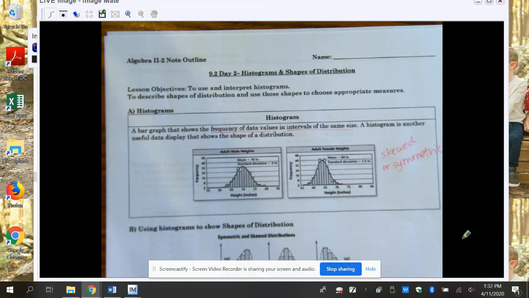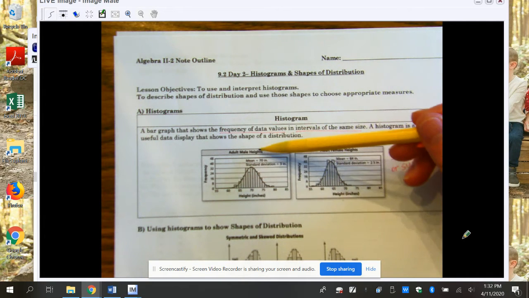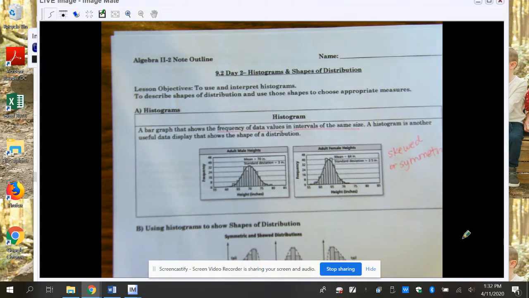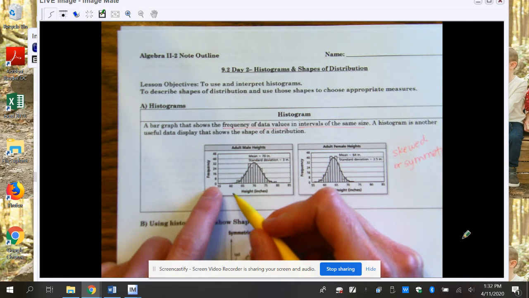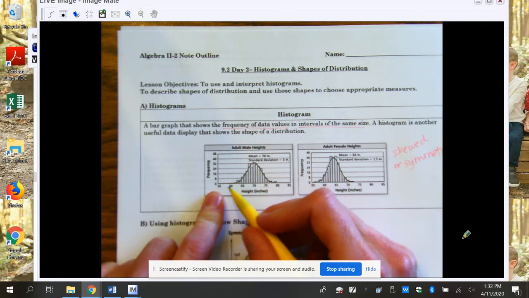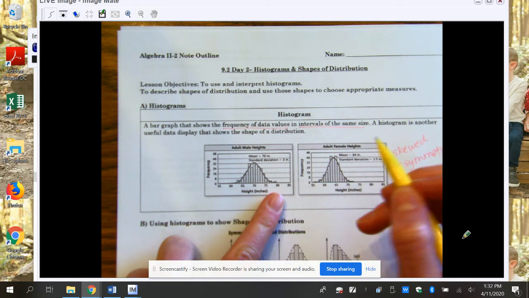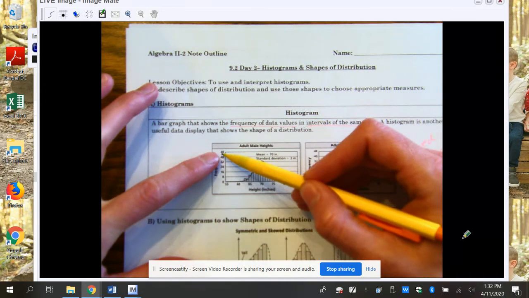All right, and so we can see here two examples. These are adult male heights and adult female heights in inches. How we would interpret this: it's broken up into intervals of 5, so 55 to 60, and so on and so forth. And then this is the frequency.